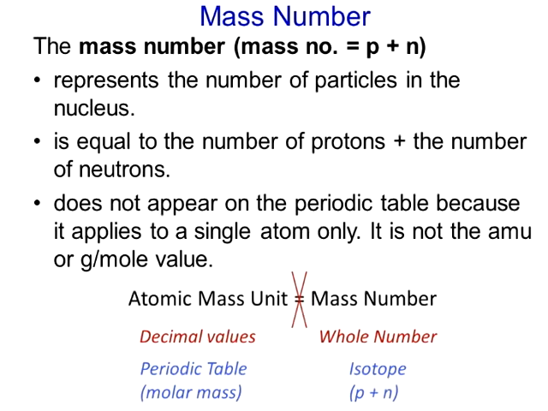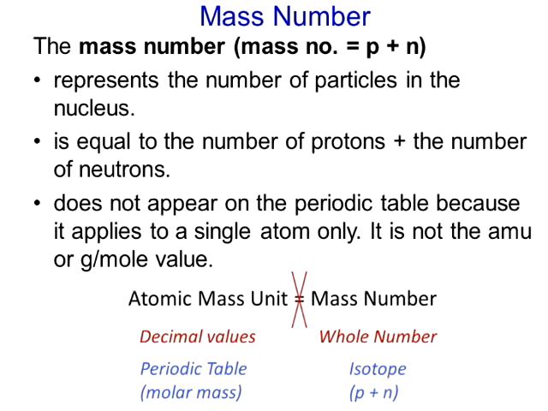That is where the positive center of the atom is. And then it's surrounded by the electrons. The mass number is equal to the protons plus the number of those neutrons in the nucleus. It does not appear on the periodic table because it applies to a single atom only. It is not the AMU or gram per mole value. We cannot reiterate that enough.